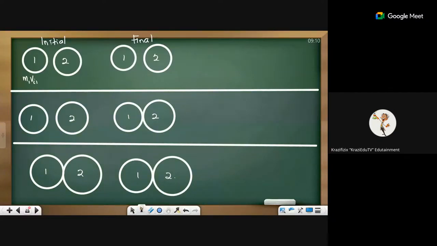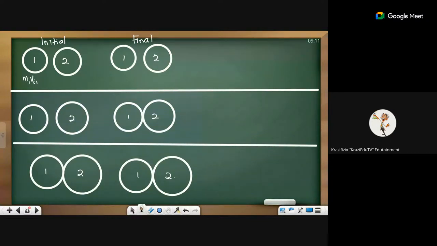So if I look at object one before collision, what is the momentum? It's the product of its mass, thank you, Tochukwu, and the velocity. We have identified this as one. So the momentum is M1 times its initial velocity, VI1. Are you okay with my notation, M1 and VI1? M1 stands for the mass of one, VI1 is the initial velocity of object one.